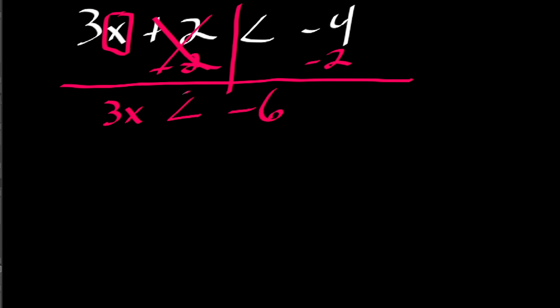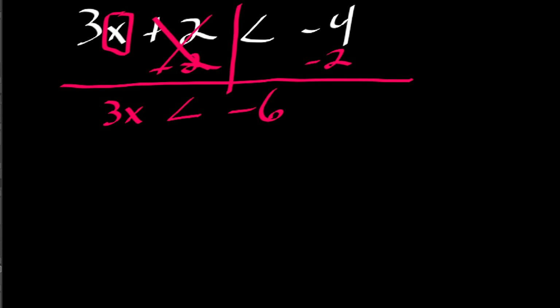Now, hopefully you're wondering, why didn't we flip the inequality? Here's why: I just subtracted 2. I didn't multiply or divide. So if you don't multiply or divide by a negative, the inequality stays the same.